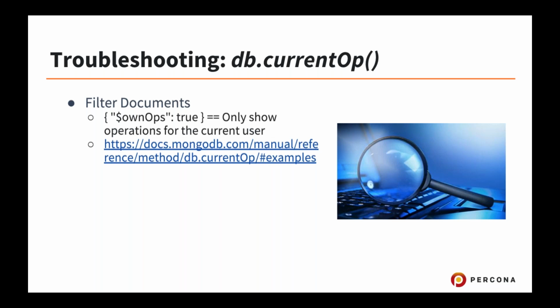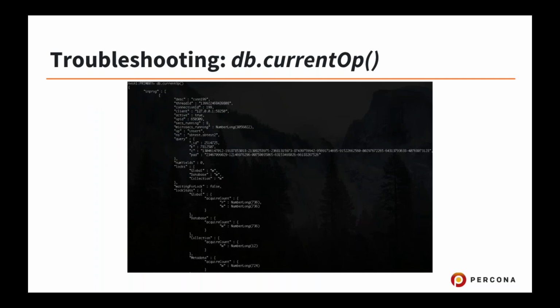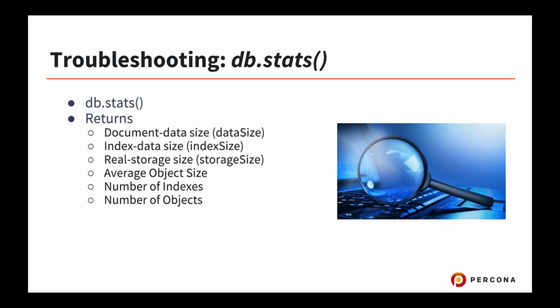So you can use $ownOps to say that I only want to see operations that I've created as my user. That's useful if you need to use that. So this is just an example of that output of db.currentOp, and it's actually an array of operations happening in the server.